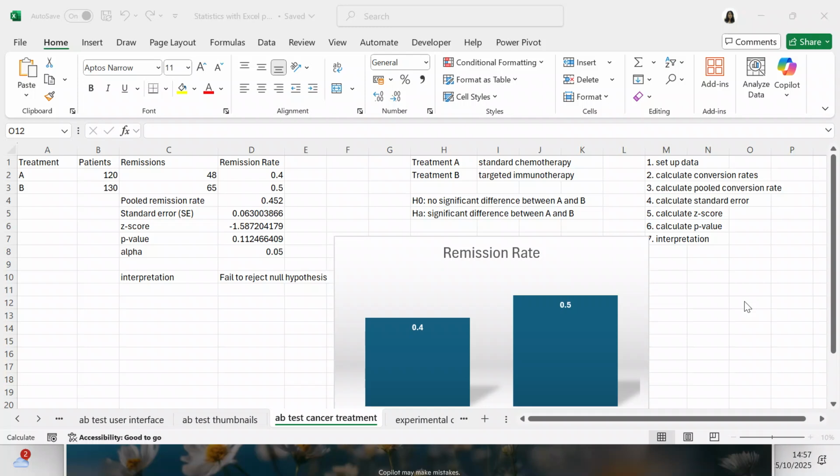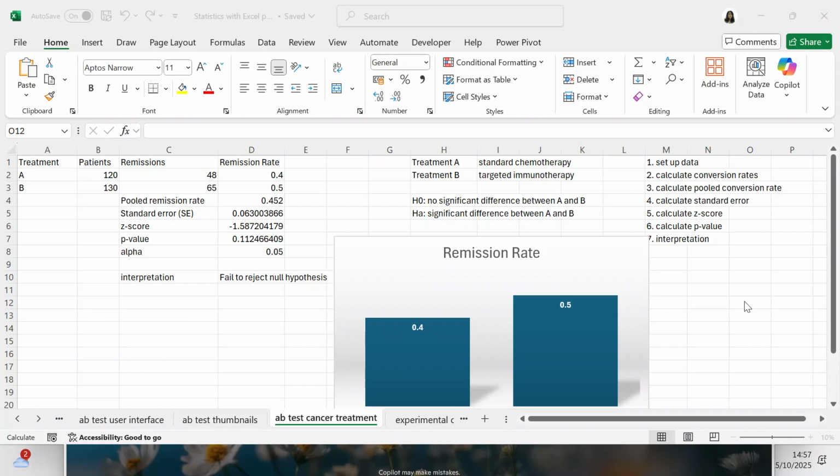In this video, we're going to be doing an A/B test on cancer treatment. In order to do the A/B test on cancer treatment, we have to carry out 7 steps. Step 1 is set up data. Step 2 is calculate conversion rates. Step 3 is calculate pooled conversion rate. Step 4 is calculate standard error. Step 5 is calculate z-score. Step 6 is calculate p-value. And step 7 is calculate interpretation.